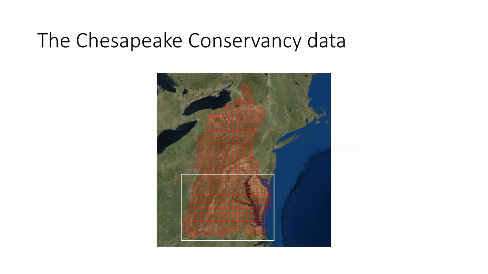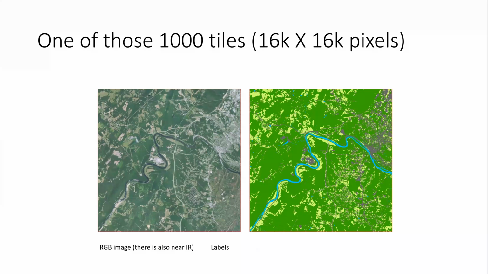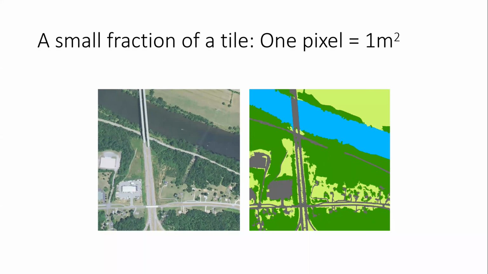So this is what the data looks like. It's actually a very large area with several states, and it was broken into these tiles. We were doing experiments where we would train in the south and test in the north to see how well things transfer. And this is one of these tiles, 16,000 by 16,000. If you zoom in, you can see what the quality of the data is. Here, it's all labeled into 4 categories: impervious surfaces, trees, fields, and water.